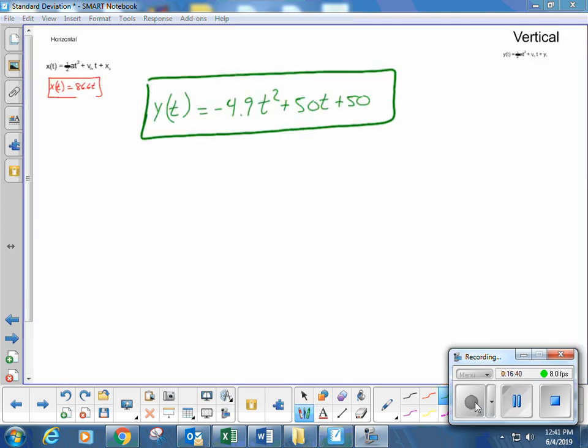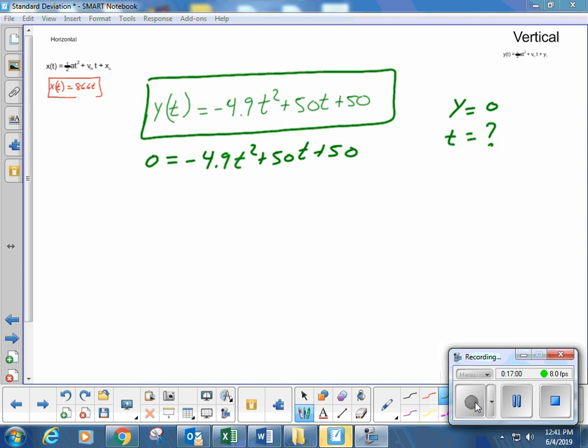Okay, so we know that y equals 0. We want to know time equals what? All right, let's plug it in. We have 0 equals negative 4.9 t squared plus 50 t plus 50. We have to solve for t. I'd love to be able to factor this thing to solve for it, but it's not going to work, so I'm going to have to use the quadratic formula.